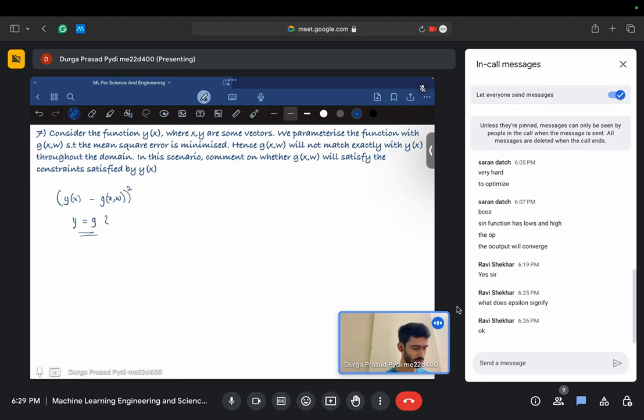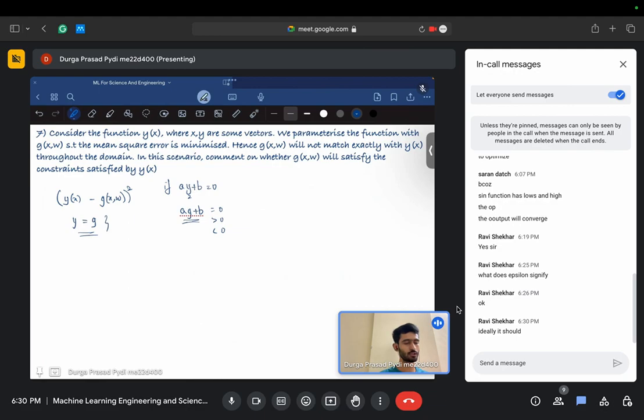All I am saying is, if your original problem satisfies a constraint, say ay plus b equal to 0, will ag plus b be equal to 0, greater than 0, less than 0, or can you not say anything about it? Can I comment anything on this particular thing? If ay plus b equals 0, can I comment anything?